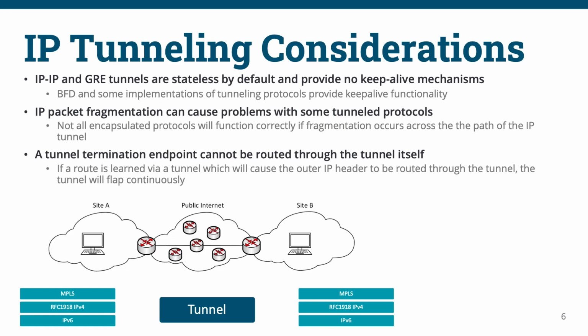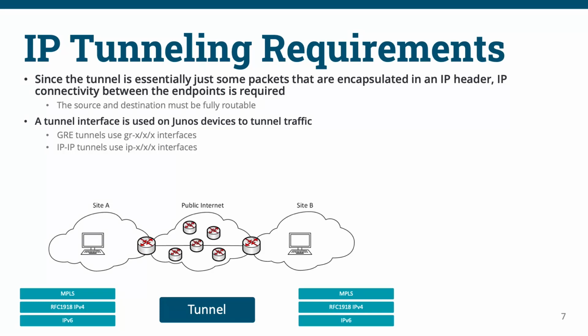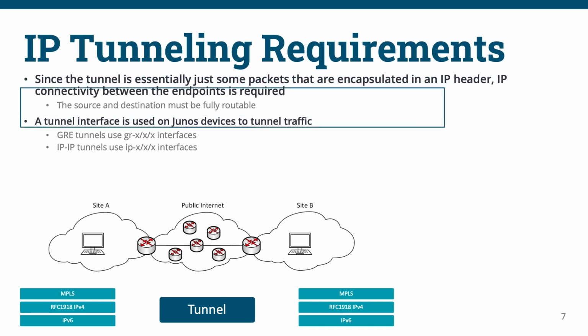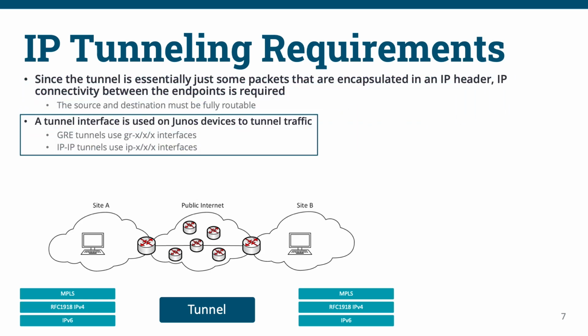Finally, let's take a brief look at some requirements for tunnel configuration. Both GRE and IP-in-IP tunnels use IPv4 networks as the transit network. Because of this, though it may seem obvious, a requirement is for the two tunnel endpoints to have IPv4 connectivity between them. Another way to say this is that the source and destination address of the tunnel must be fully routable as IPv4 addresses.